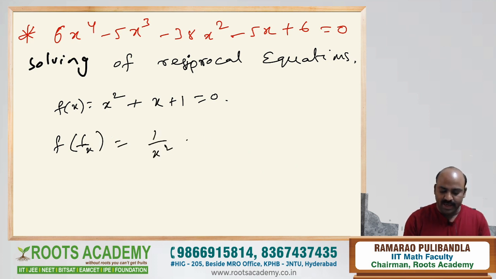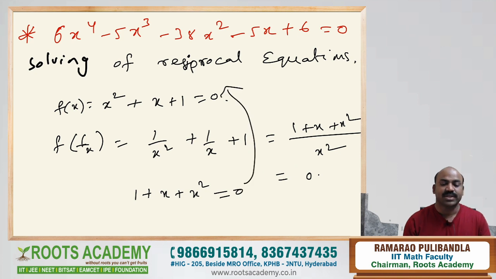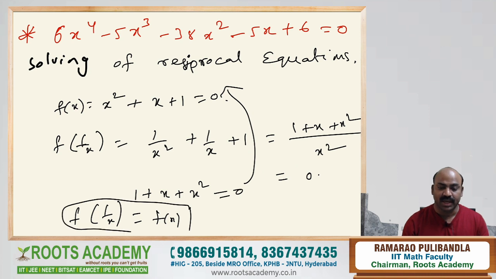I'll get 1 over x square plus 1 over x plus 1. If I take LCM, I'll get x square in the denominator and 1 plus x plus x square in the numerator. But this value is 0. Therefore, by replacing x with 1 by x, I'm getting the same equation. So reciprocal equations are the equations for which f of 1 by x is equal to f of x. I think all of you got it.